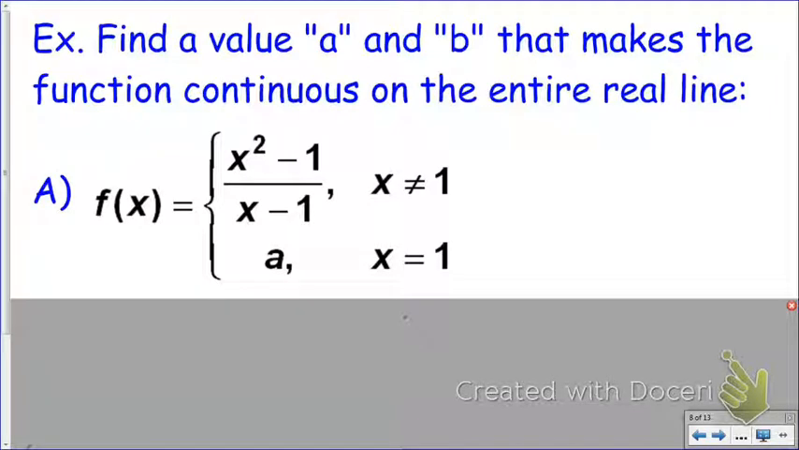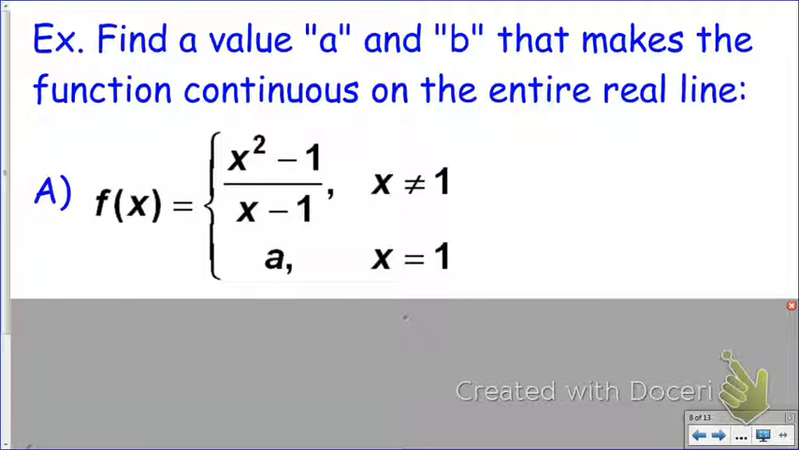We're now going to have three different examples where we have piecewise functions and we want to find values a and b that actually allow us to connect our piecewise functions so that they are continuous. So our first piecewise function is f of x is equal to x squared minus 1 over x minus 1 when x cannot equal 1 because we have a domain error, and then a when x is equal to 1.